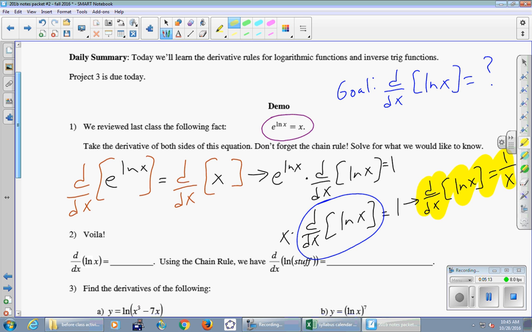We just created a brand new derivative rule. We now know that the derivative of ln of x is 1 over x. Again, this calculation here is different from most of the stuff we've been working on. It's a brand new technique, but it's kind of a neat idea, and you'll end up using it in the activity today. Any questions on the process there?